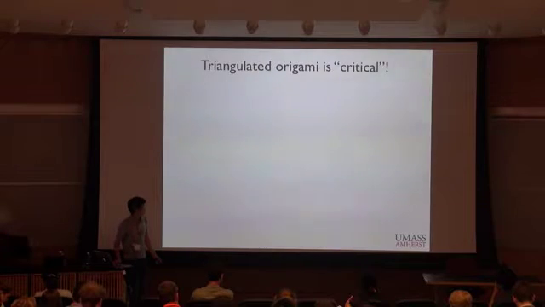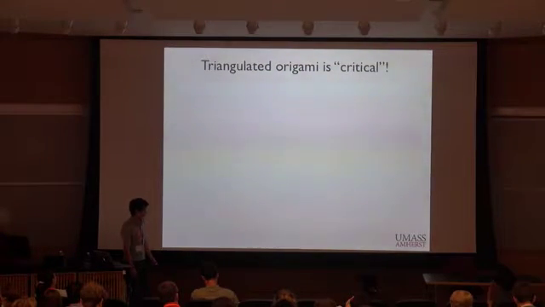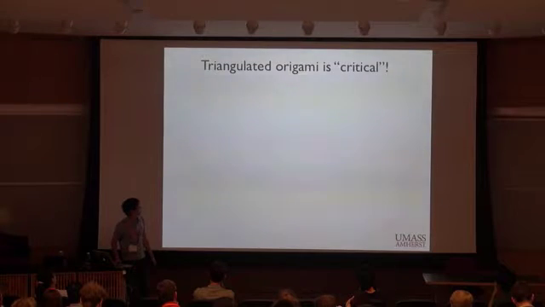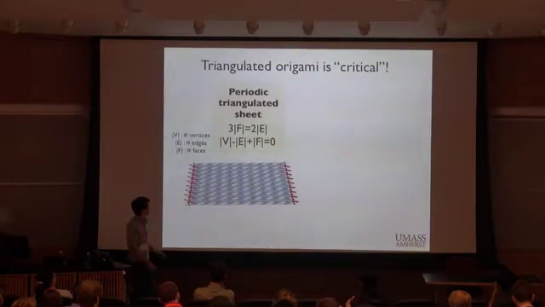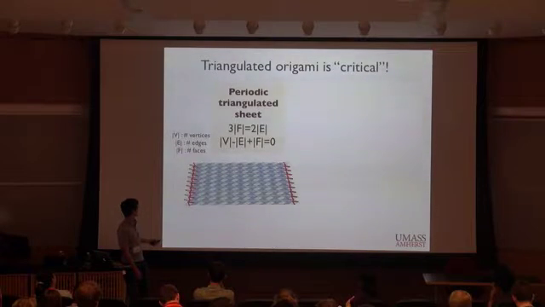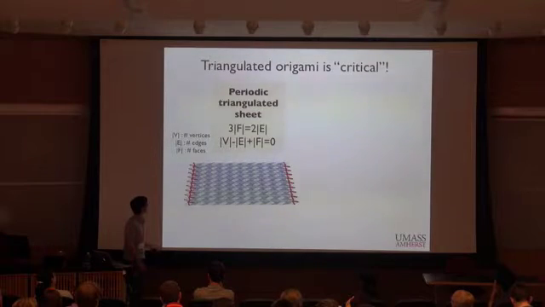And so what's the connection to origami? Well, it turns out that origami structures very often have this critical coordination property. In particular, triangulated origami has this property. So let's consider some periodic, triangulated origami sheets. Periodic because, I don't know, we want to make some kind of a metamaterial out of this.